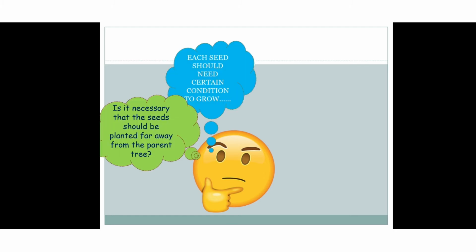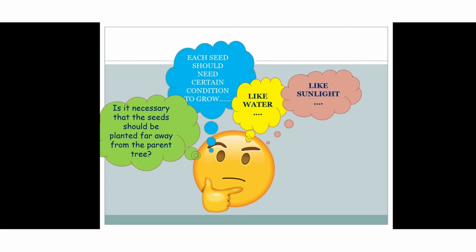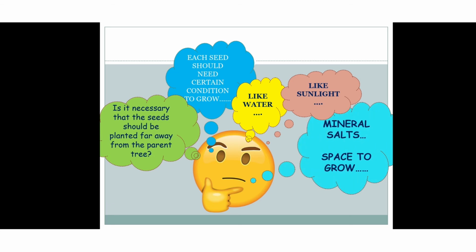Seeds need certain conditions to grow. That is, they need the proper sunlight, water supply, mineral salts and space to grow. If all the seeds from the same plant are growing in one place, these conditions won't be satisfied. The seeds should reach other places to sustain the species and to satisfy the conditions. The seeds should get proper space to grow, the water supply, the sunlight, nutrients from the soil. So, all the seeds can't grow in one place. That's why seed dispersal is necessary.